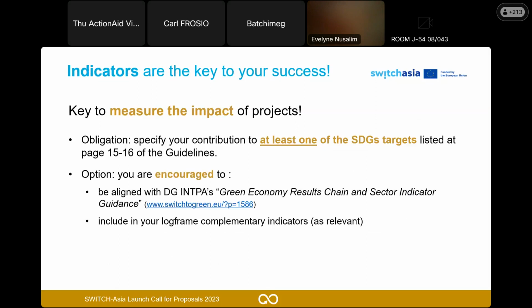Now, indicators are very important. They're key to your success. It's so that you can measure the impact of projects. On pages 15 and 16 of the guidelines, we ask you to specify your contribution to at least one of the SDG targets. And you're encouraged to look at the DG INTPA's Green Economy results chain and sector indicator guidance. Also, please include in your log frame the complementary indicators as relevant.